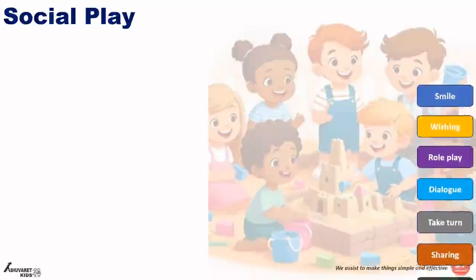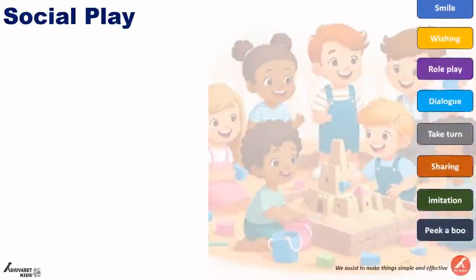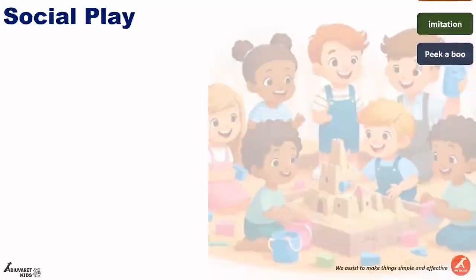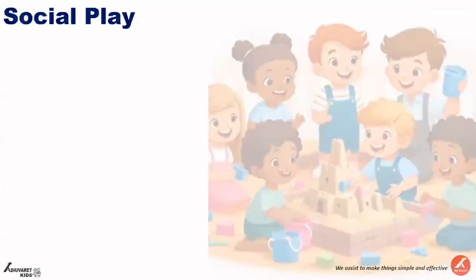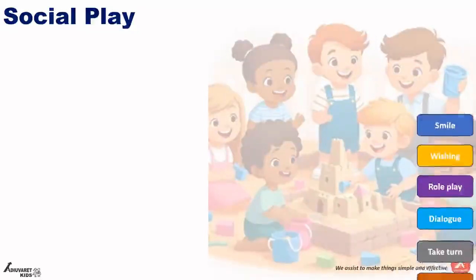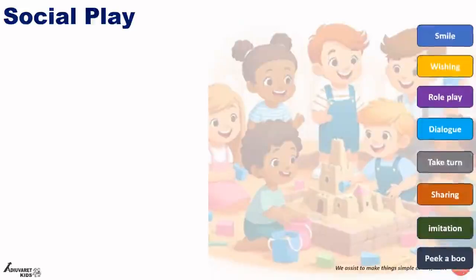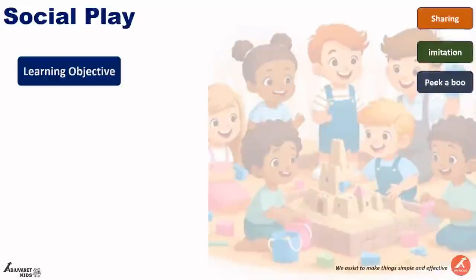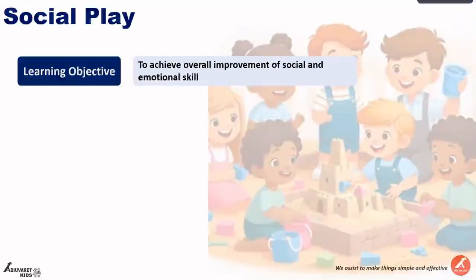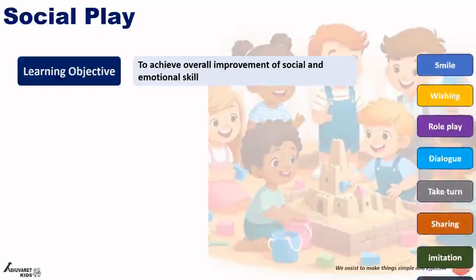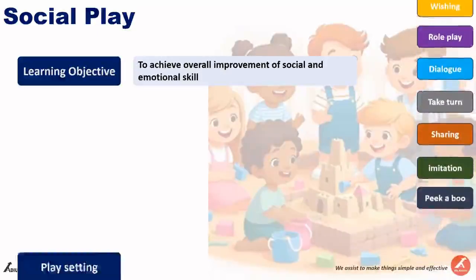Social play, if we give some examples, could be smiling to others, wishing, a quiz, role play, dialogue, taking turns, sharing, imitation, picking a book. These various activities, which we generally do in a school setup, may be categorized under this social play. Now coming to the learning objective of social play, why we do social play in early child development is basically the overall improvement of social and emotional skills of the child.